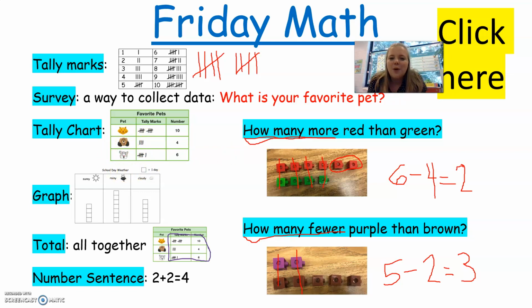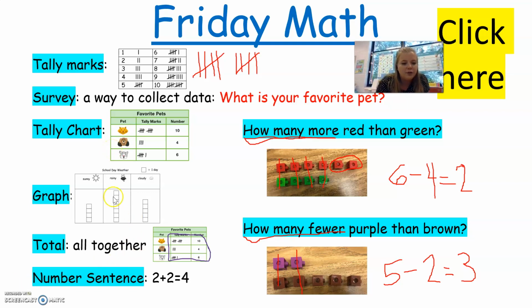Which one got the most? Which one had the greatest number of votes? That's right, cat, because greatest is the biggest number. Which one had the least amount of votes? Look at the tally chart. That's right, the dog, because least means smallest.